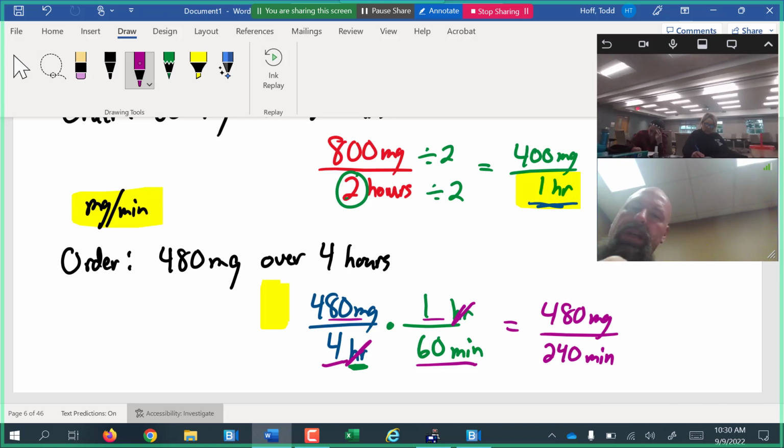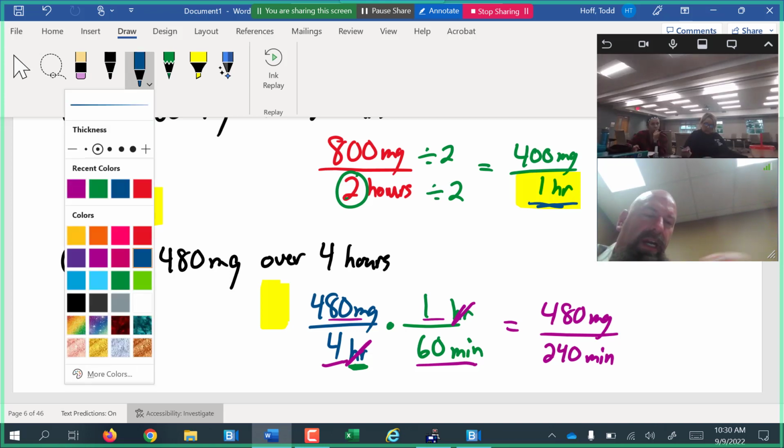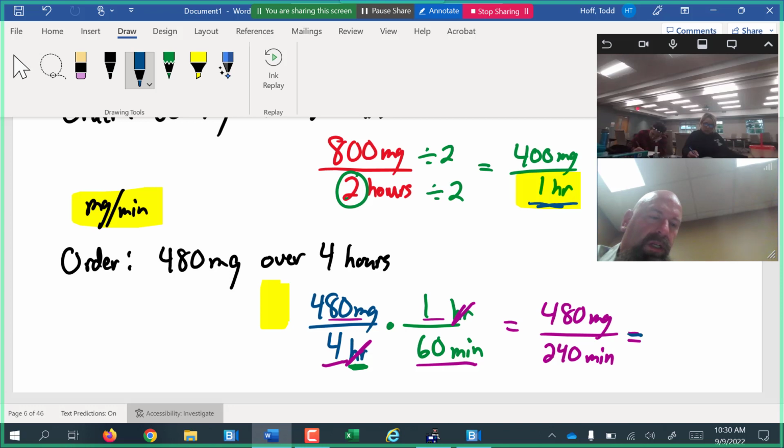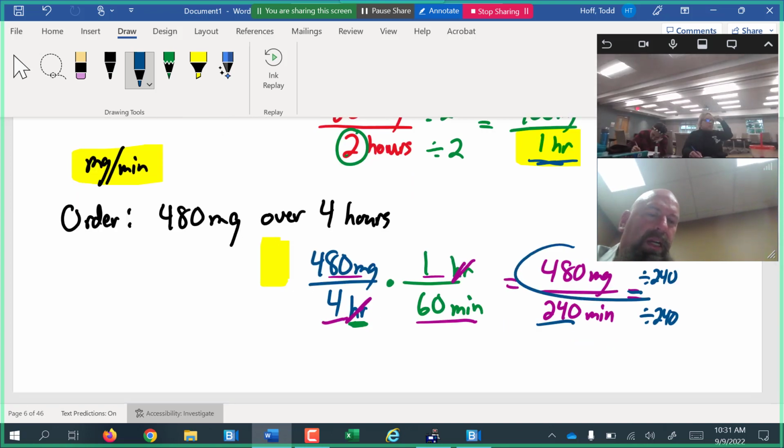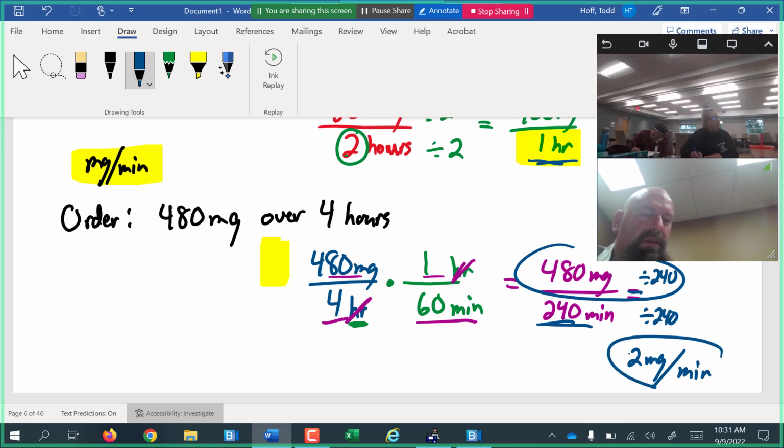And we simply need to reduce that. So we're going to divide by the 240, the number on the bottom unit. So 480 milligrams divided by 240 is 2 milligrams. 240 minutes divided by 240 is 1 minute, so that's just minutes. 2 milligrams per minute is that flow rate.